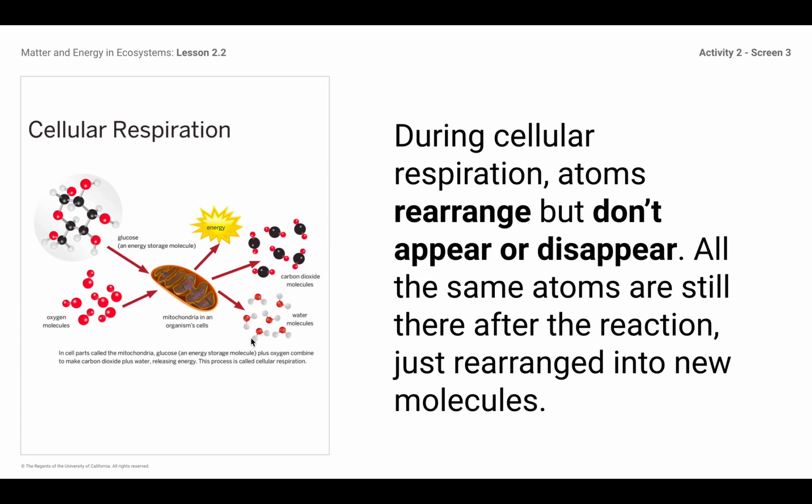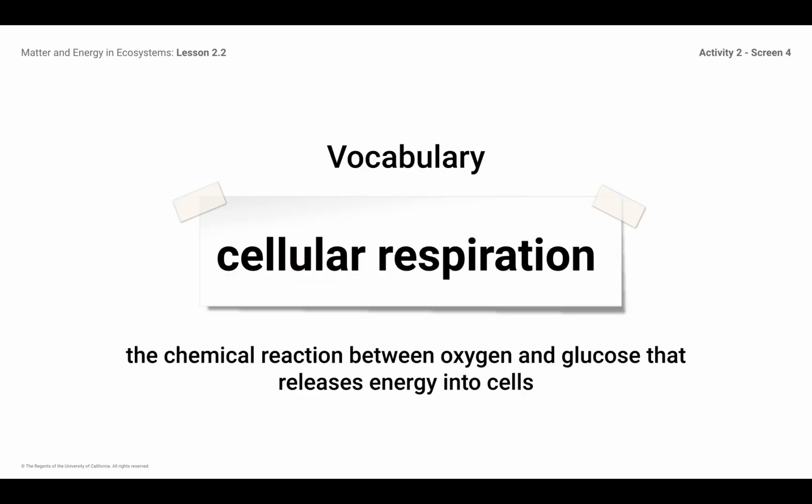Remember, in a chemical reaction, the atoms, the molecules, and the atoms that are in those molecules just separate, rearrange, and then form new arrangements or new molecules. So we've got another vocabulary word, cellular respiration. That's the chemical reaction between oxygen and glucose that releases energy into cells.